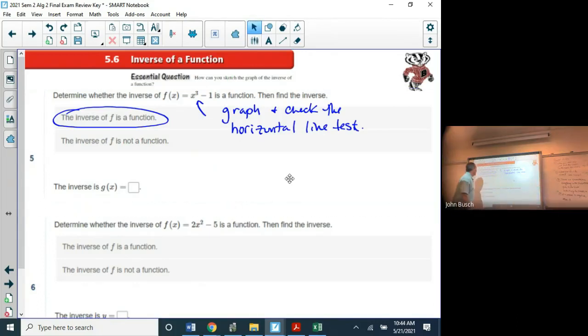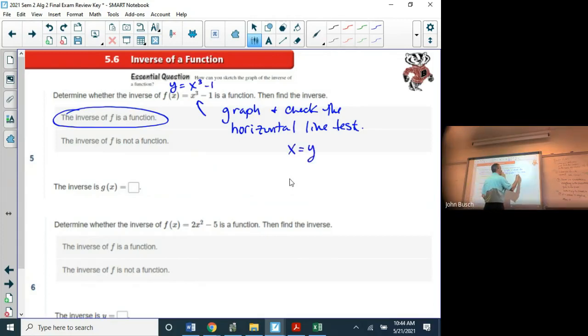And then we have to find the inverse. So this is y equals x to the third minus 1. So the inverse is x equals y to the third minus 1. Solve for y, and then take the cube root. And y is the cube root of x plus 1.